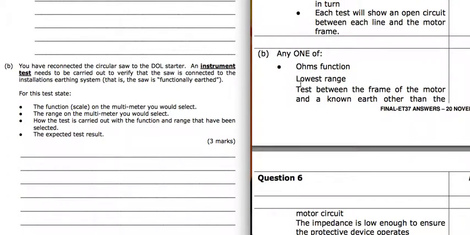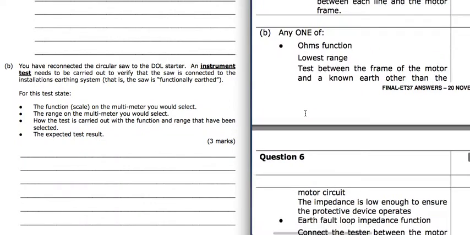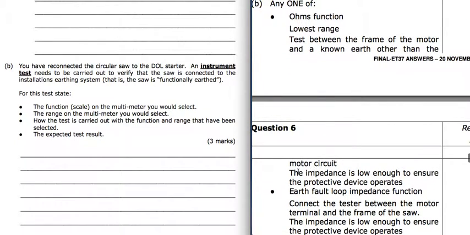We're going to select the ohms function, and we're looking for a low reading, so we're going to put it on the lowest range, and we're going to test between the frame of the motor and a known earth other than the motor circuit. So we want to make sure it's connected to the earthing system, and we want to make sure that the impedance is low enough to ensure that the protective device operates. So it's not that we're looking for less than 1 ohm, we're looking for a resistance or an impedance low enough to operate the device.